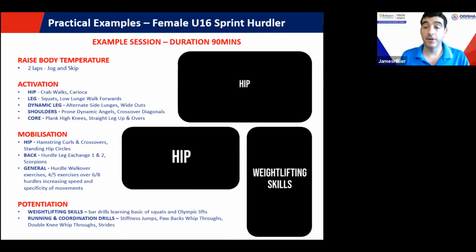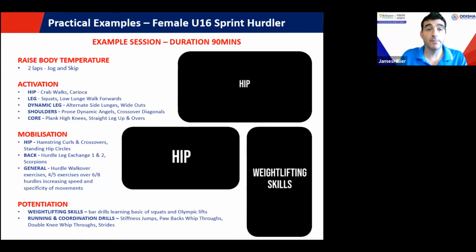I'll show you some little videos and clips so you've got a good idea of the sort of things that you can do in a training session. So let's just quickly talk through everything, and then we can watch some videos so you've got some live examples of exactly what exercises you can do with your athletes.